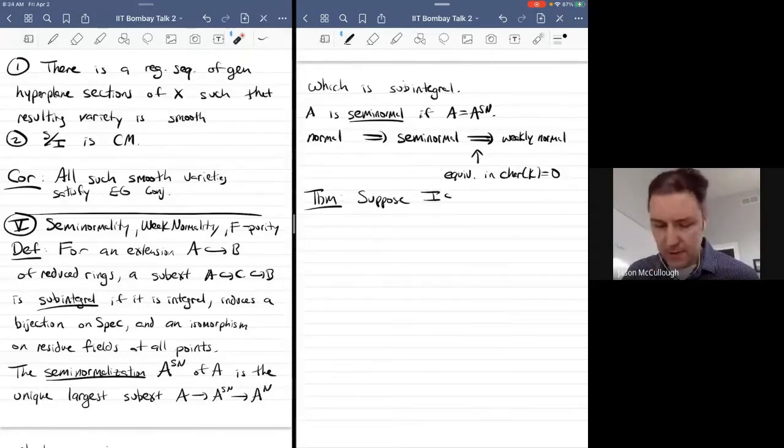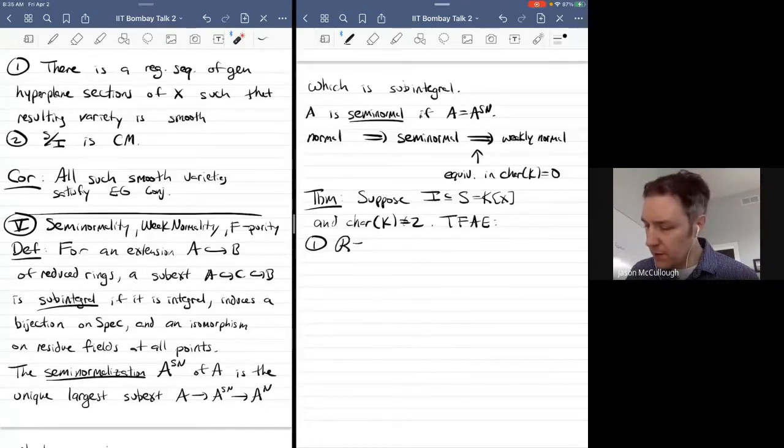So suppose I is this graded ideal inside the polynomial ring over the field K. And once again, we have to assume the characteristic is not 2, as strange things happen in characteristic 2 for the Rees-like algebra. Then the following are equivalent. Number 1, Rees-like algebra is semi-normal. Number 2, Rees-like algebra is weakly normal. And number 3, the ideal I started with is radical.